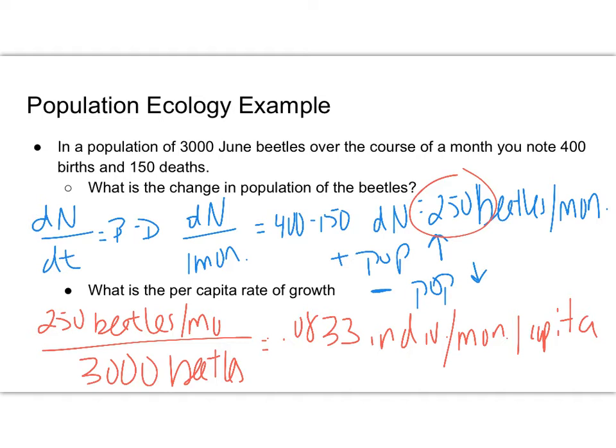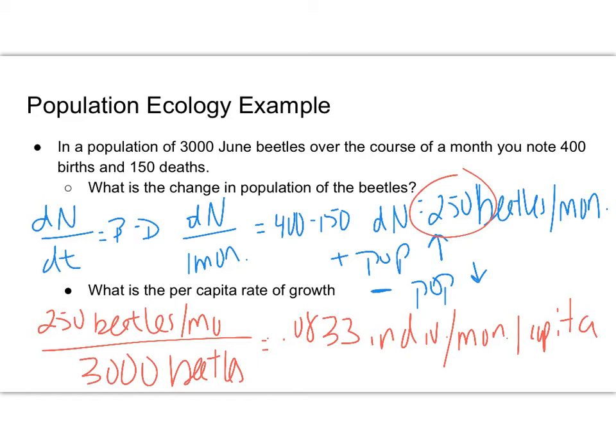Okay? Again, this is an average because I've got deaths that are happening, I've got births that are happening. So an average beetle has 0.0833 births per month, basically meaning that there's an 8.3% increase in the beetle population as a whole each month. So I can use this number to help predict future beetle populations.